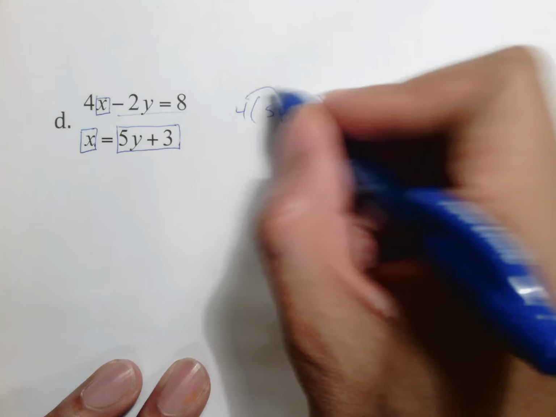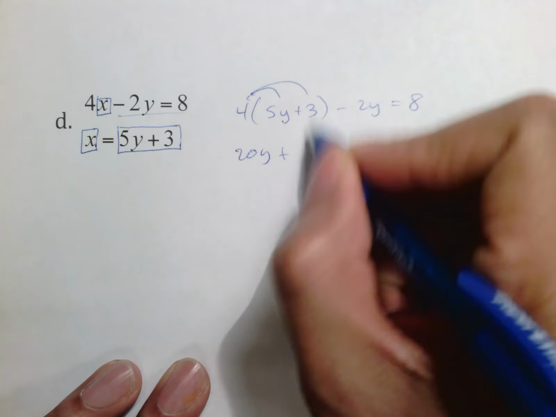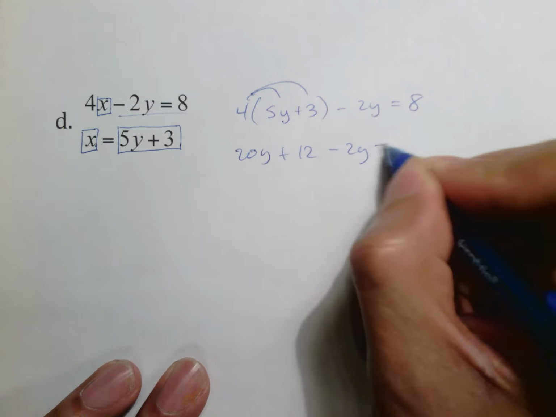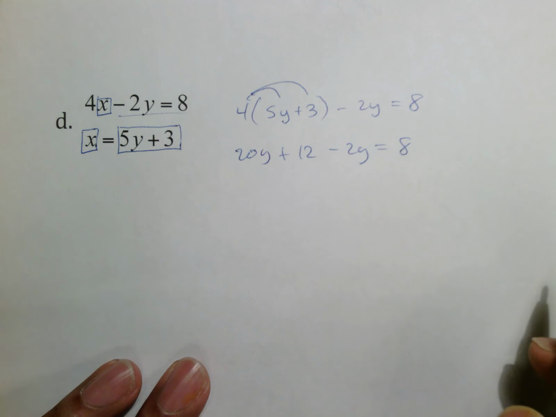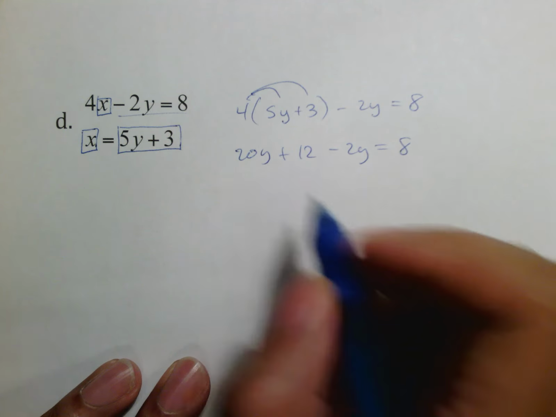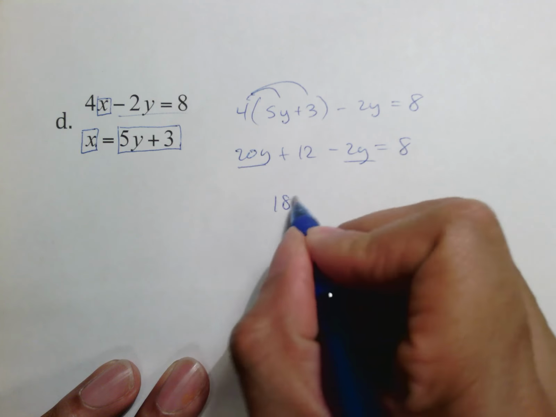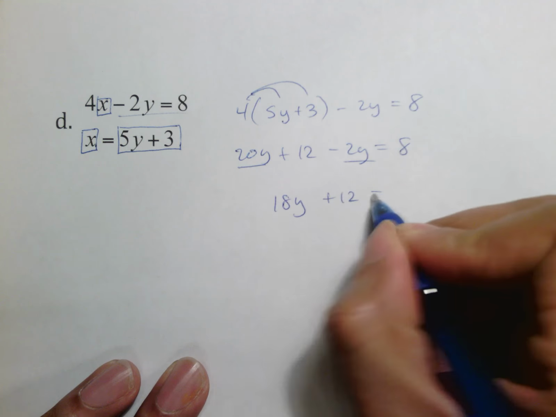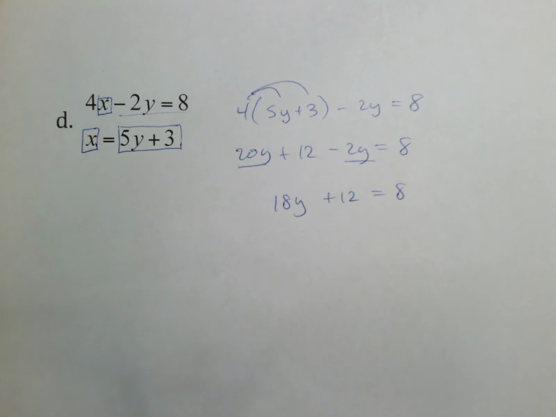You then distribute the 4, making 20y plus 12 minus 2y equals 8. Make sure you multiply both numbers by that 4. That's distributive property. That's something old. Then you put your like terms together, 20y and negative 2y. 20 minus 2 makes 18y plus 12 equals 8. And that again is your stopping point for where you go.